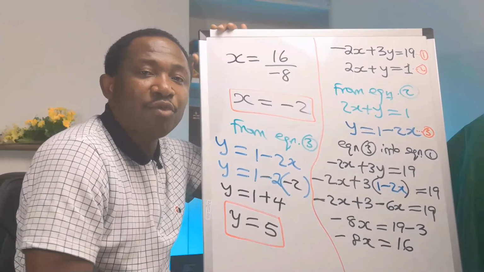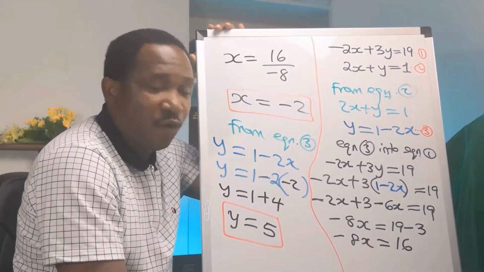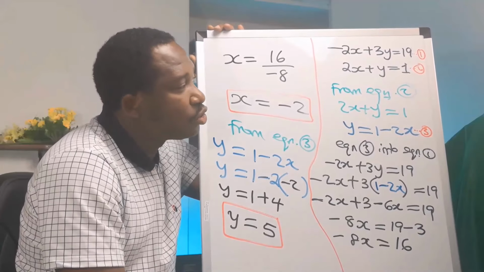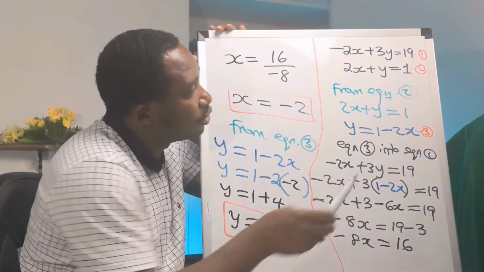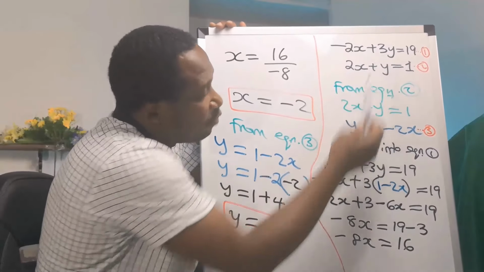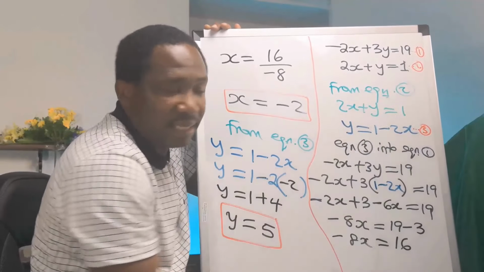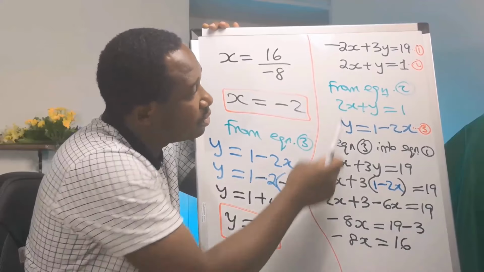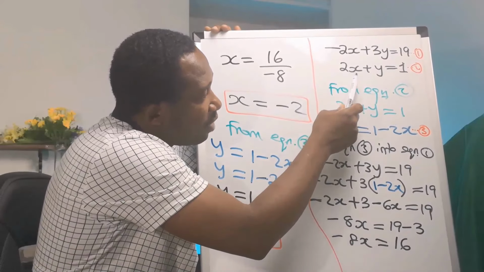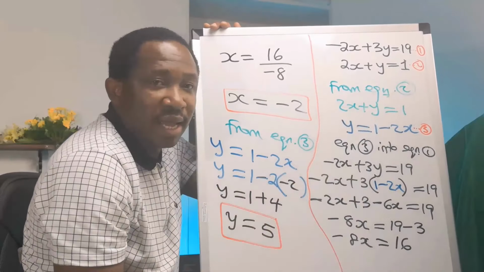Now that we have obtained the value for x and for y, next we're going to substitute into equation 1 for x and for y, and we're going to get 19. Next, we're going to substitute into equation 2 for x and y, and we're going to get 1.